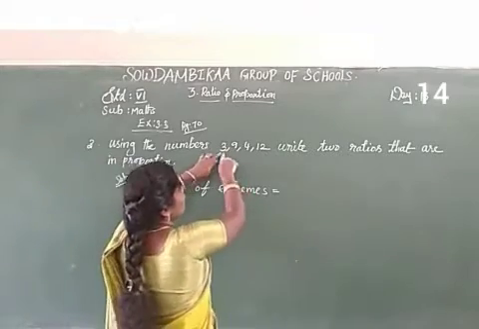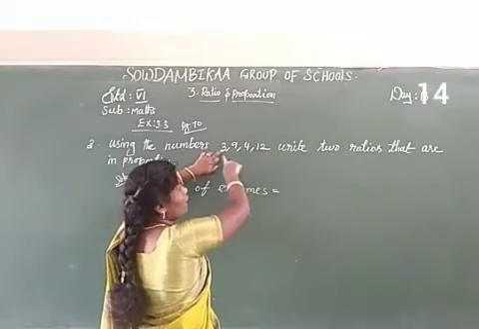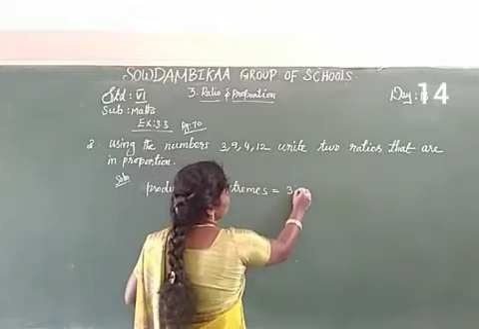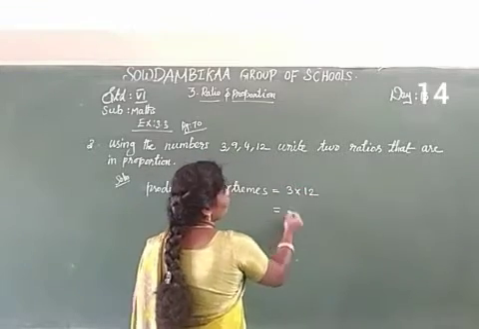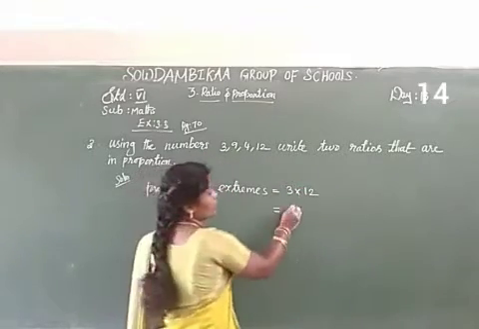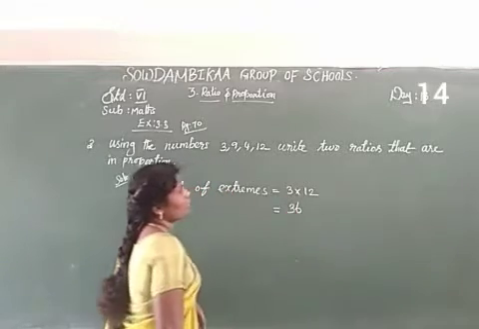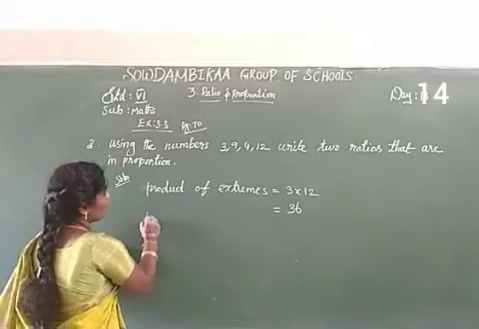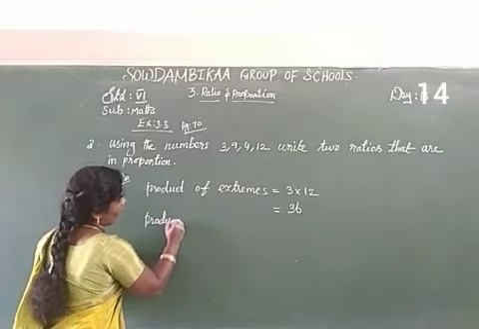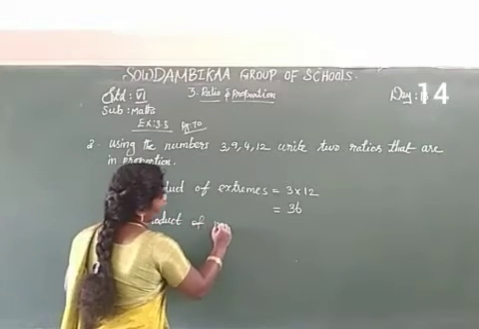Which ones are the extremes? A, B, C, D. A and D are the extremes. 3 is to 12. 3 12s are 36. Now find the product of means.